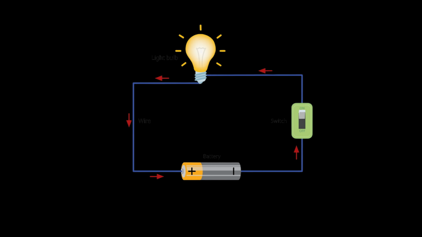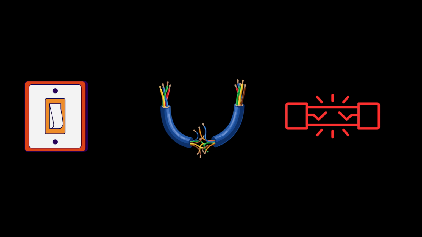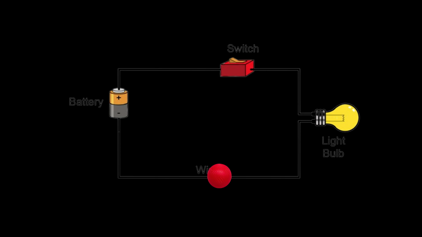Now let's zoom into something fundamental: circuits. A circuit is a complete loop that electrons can travel through. If the loop is broken, a switch turned off, a wire unplugged, or a fuse blown, electrons stop flowing.